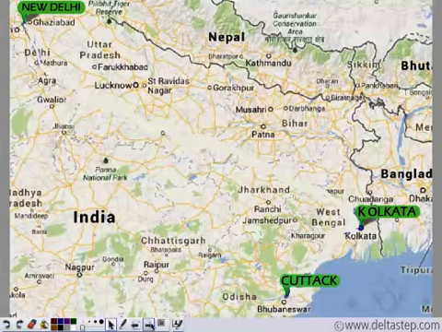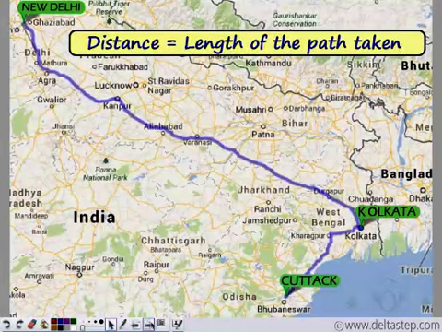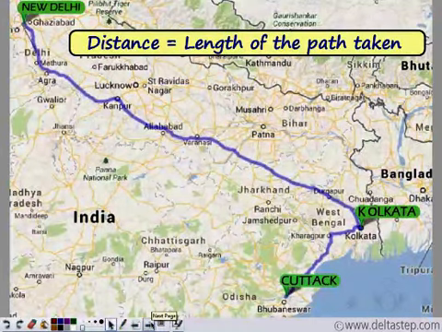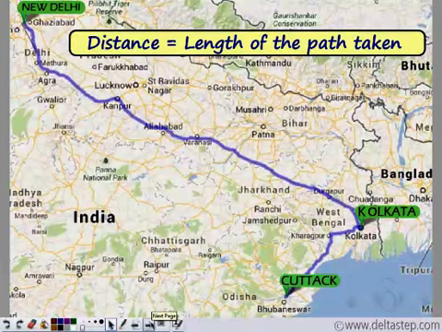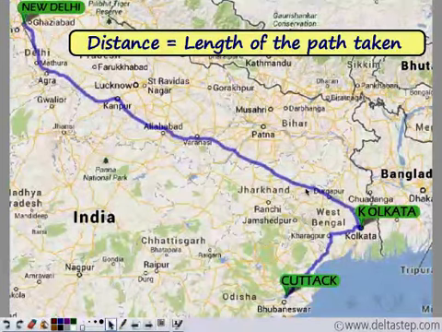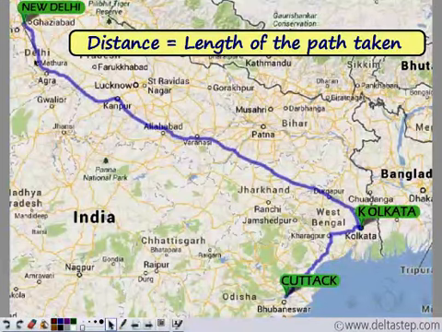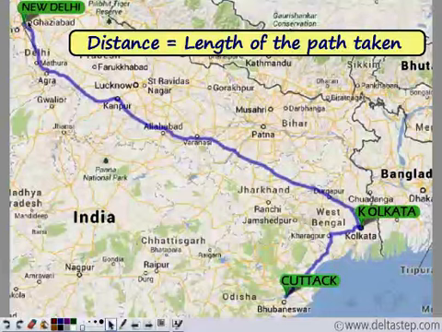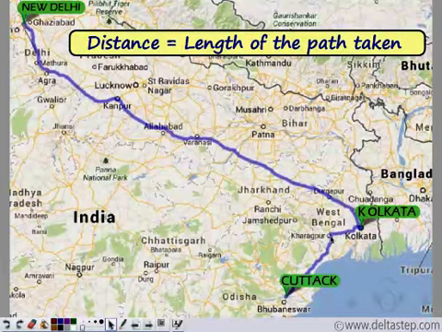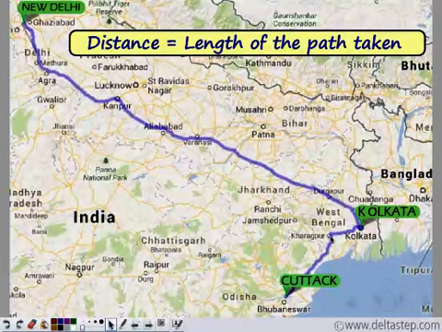travel a greater distance? Well, we already know that distance is equal to the length of the path taken. And as we can see here, the length of the path from Kolkata to New Delhi, that is this path, is greater than the length of the path from Kolkata to Cuttack. So we say that the distance between Kolkata and New Delhi is greater than the distance between Kolkata and Cuttack.